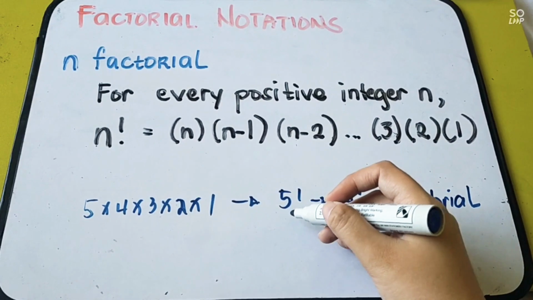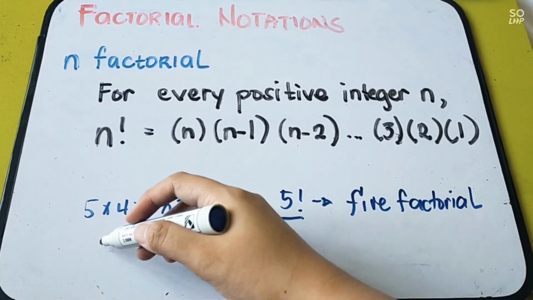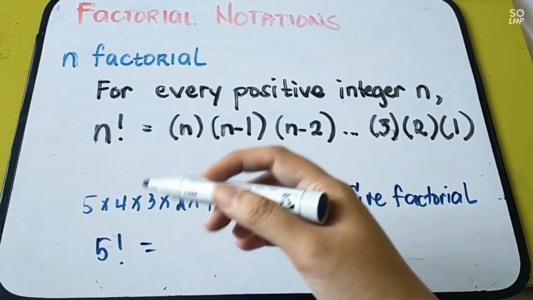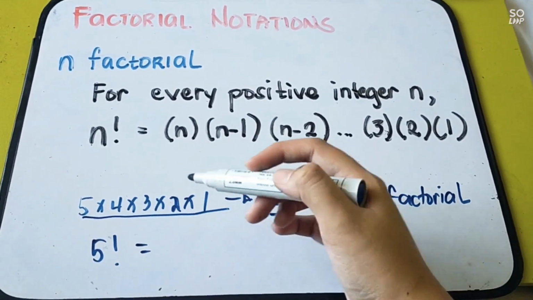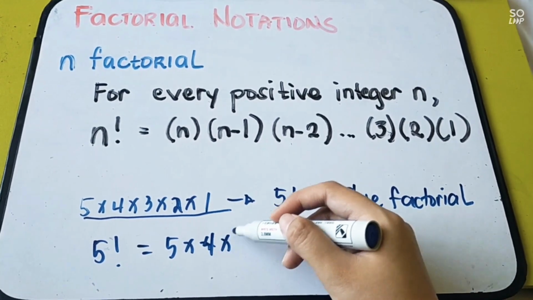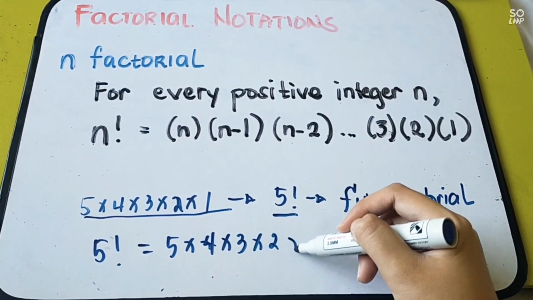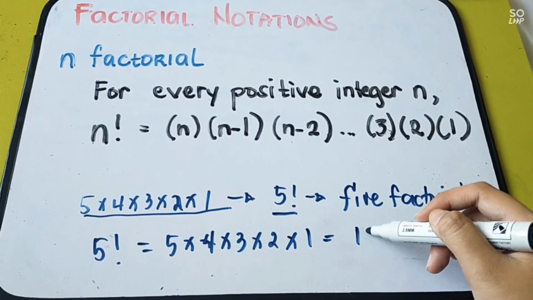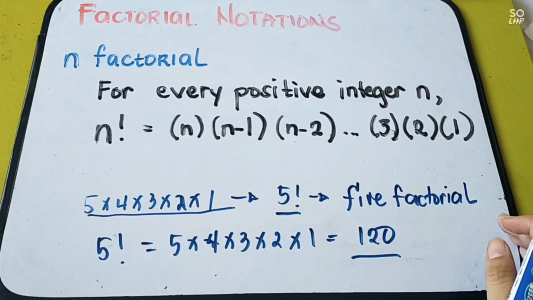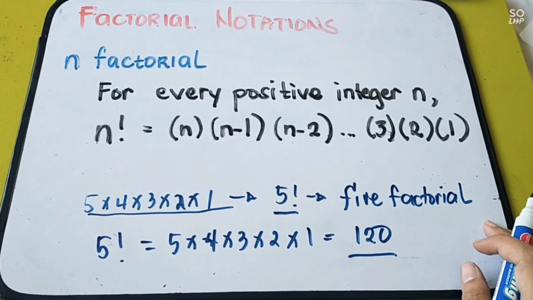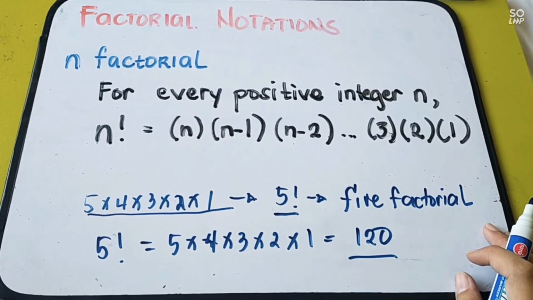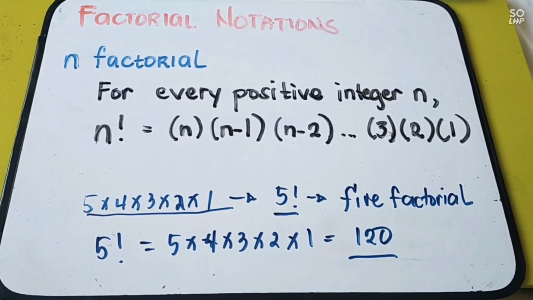So, let us find the value of 5 factorial. Let us multiply: 5 times 4 times 3 times 2 times 1 is equal to 120. So, that's the value of 5 factorial, and that is one example of factorial notation. Is it clear? Let us have more examples.